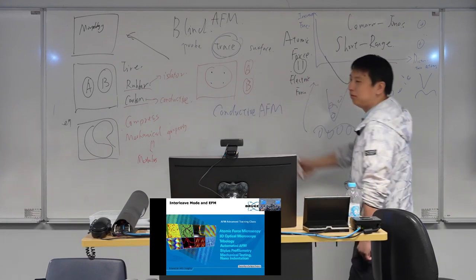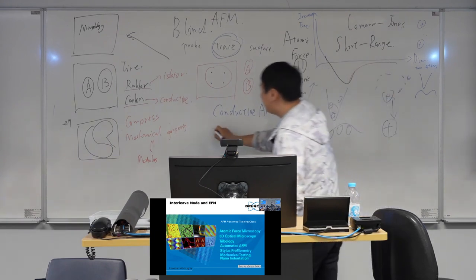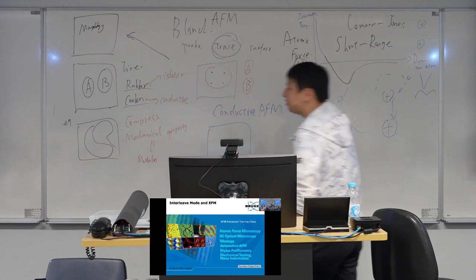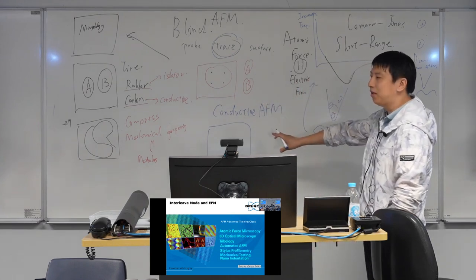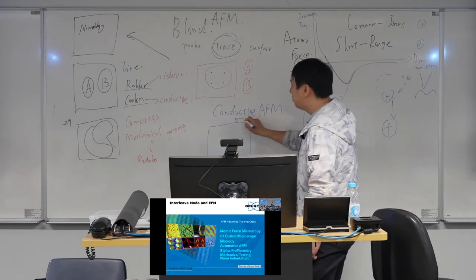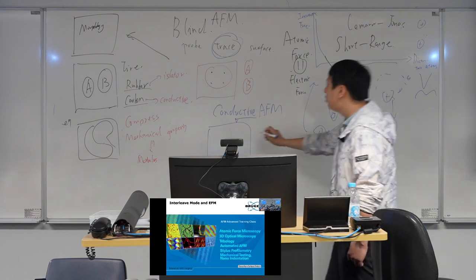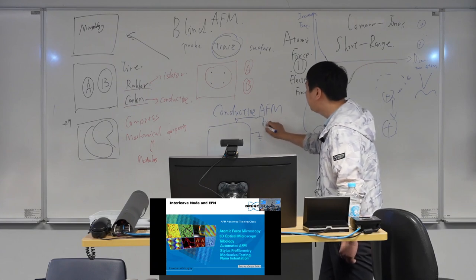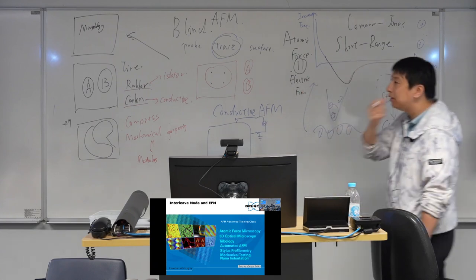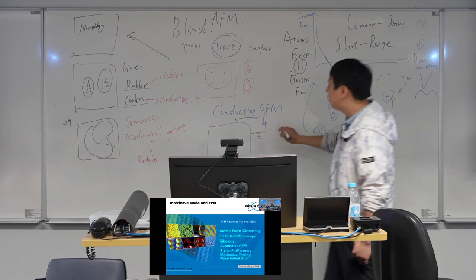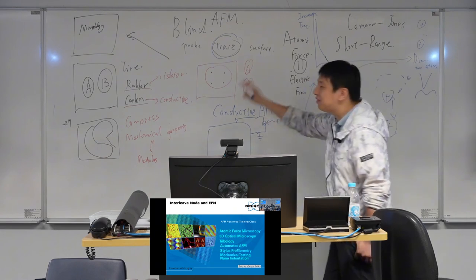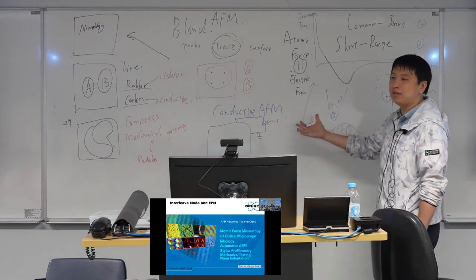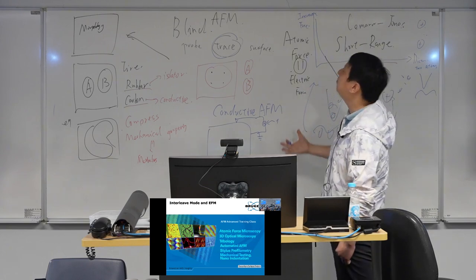So how can we do that? The basic idea of conductive AFM is we have a sample, and we let the probe touch the sample. We apply a voltage on the sample, and we use an ammeter to measure the current inside this loop. Quite simple.